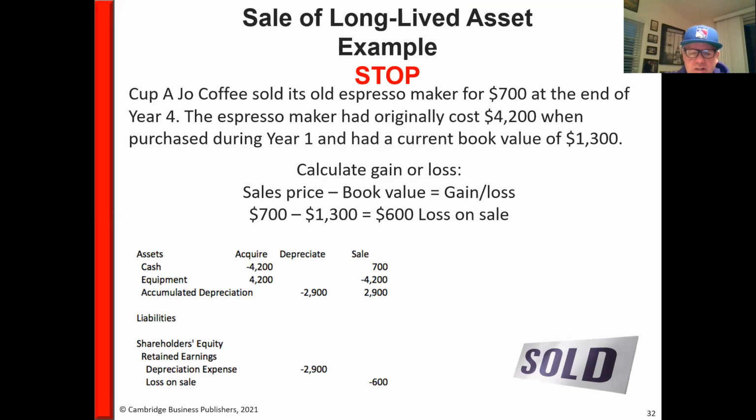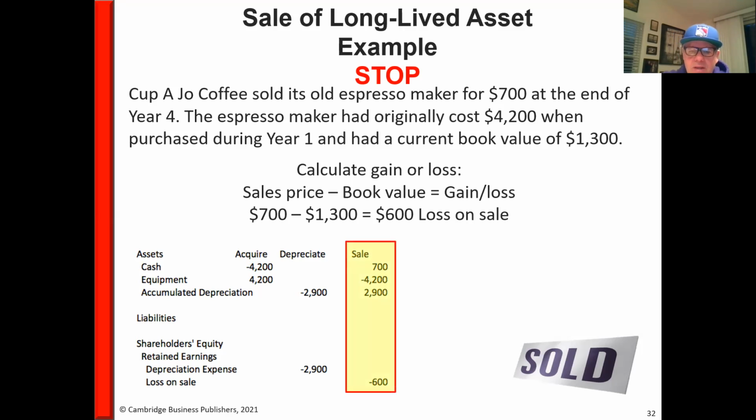So the accumulated depreciation is reduced, and you're going to also get the depreciation expense off the books, okay, that you had recognized previously. And then there's your gain or loss. There is $600. So you get the equipment off the books, you get the accumulated depreciation off the books, and you end up with a $600 loss. Okay, so the rule of thumb here is to get the gain or loss on the sale, compare the proceeds to the book value. If you get more than the book value, you get a gain. If you get less than book value, you get a loss.